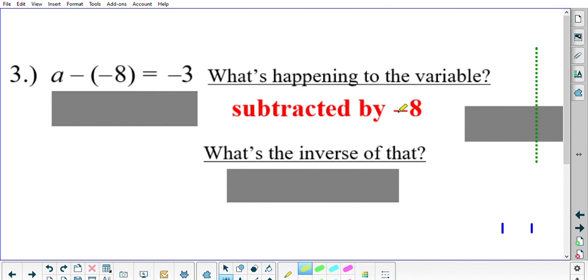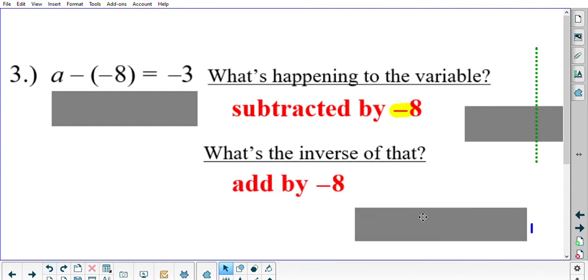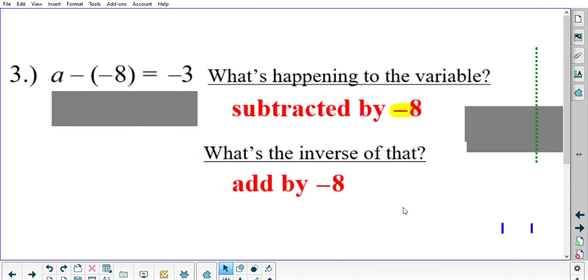Yes, that negative, that's a negative right there. It needs to be there. Do not accidentally write down subtracting by 8. It's being subtracted by -8, all right? That's what that meant. Okay, what's the inverse of subtracting by -8? It's adding by -8. Notice it's still negative because we are not inversing the number. We are inversing the operation.